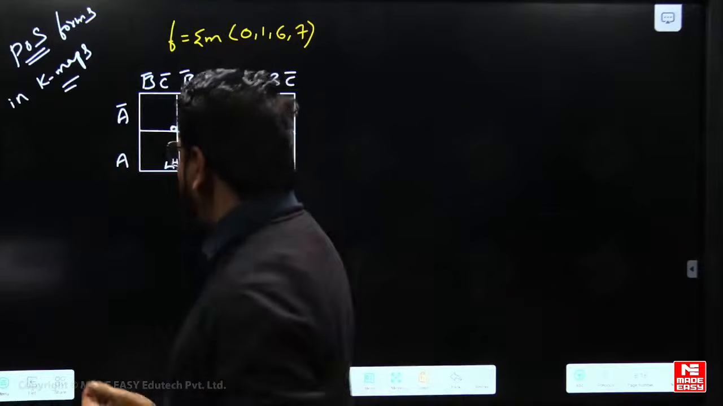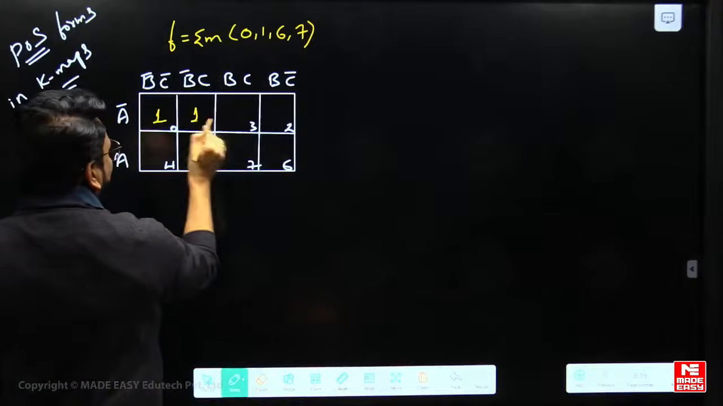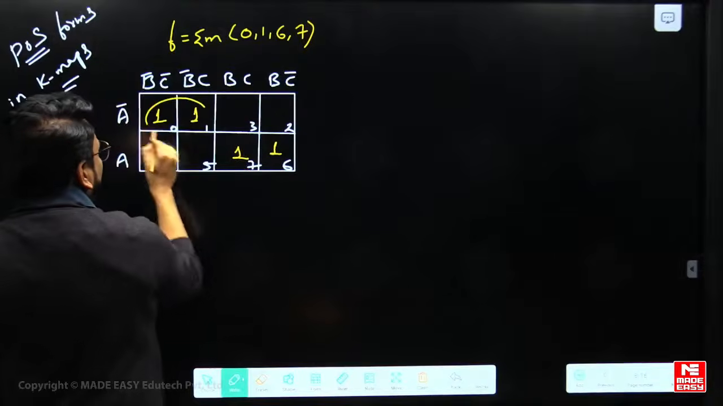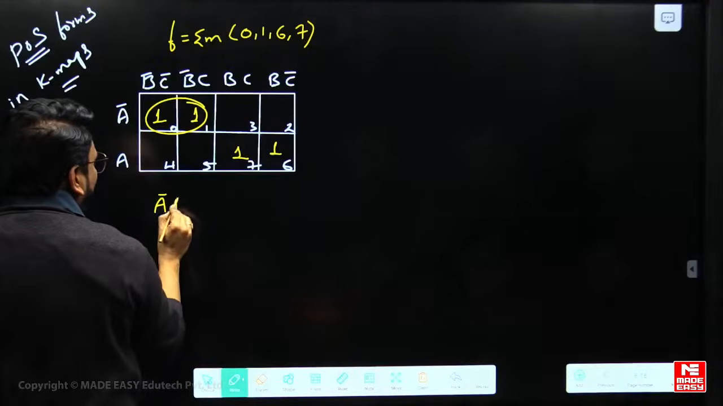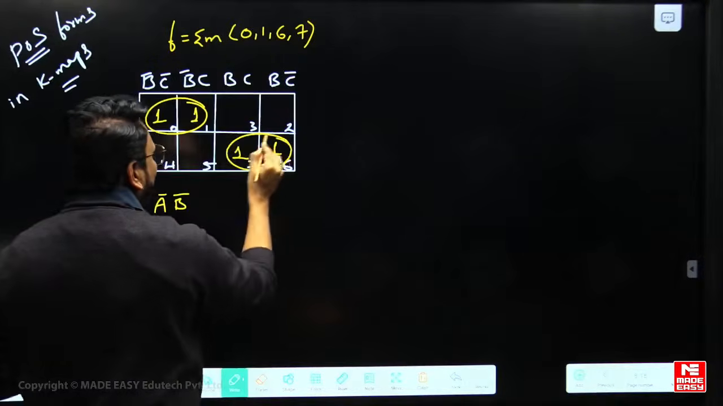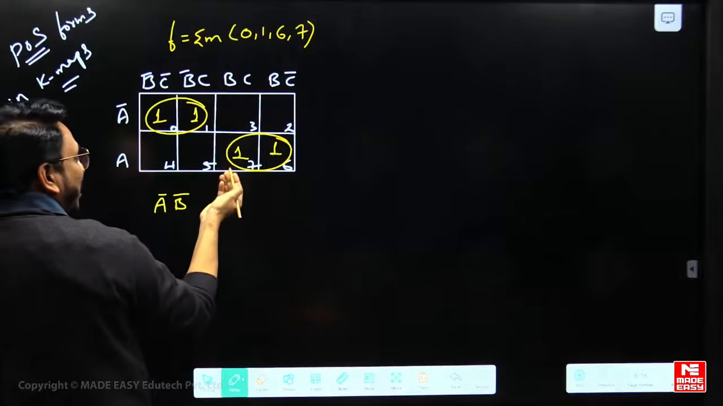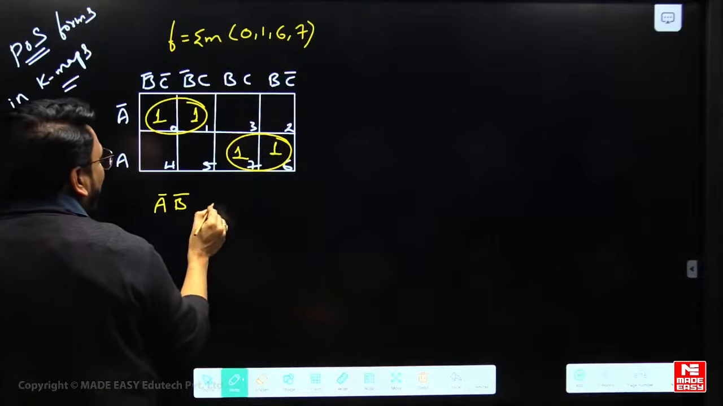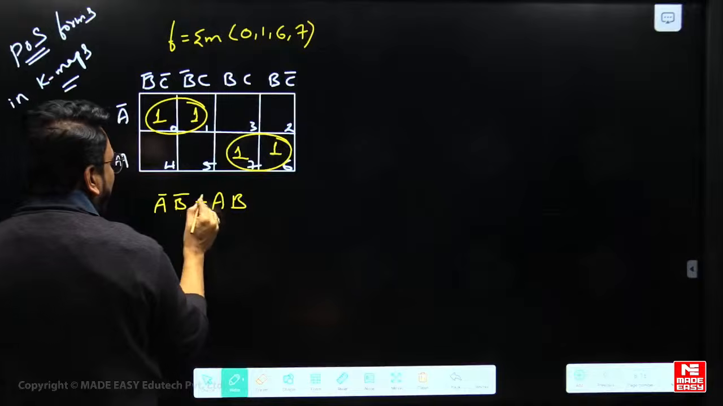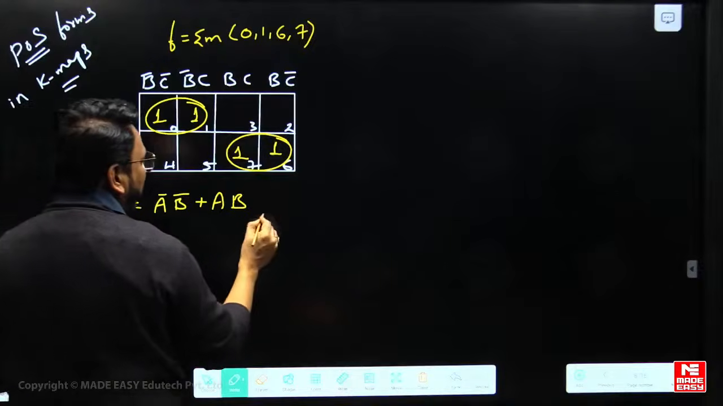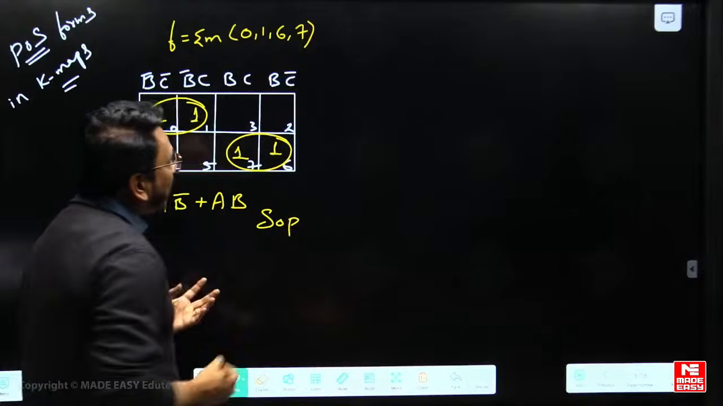Sir, it is so simple, sir. Here 0, 1, 6, 7. So I can make this group like this, so that I'll get A bar, B bar. And I can make this group too, and we get AB. So F is equal to A bar B bar plus AB. Sir, I got the SOP form, no sir.